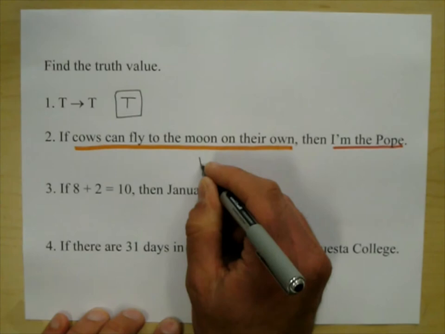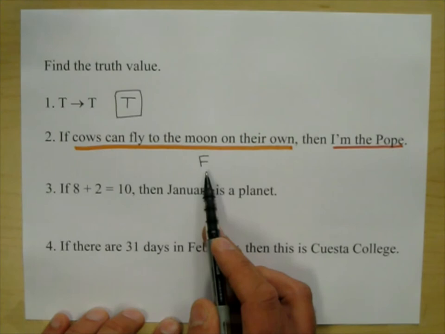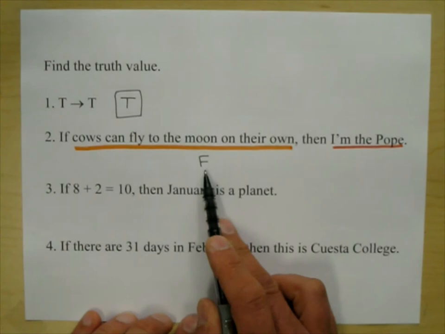When I used to teach this class, I just said, cows can fly to the moon. And then I would say it was false, and then a student would raise their hand, I think one time, and he's all, well, we can make it happen. We can put them in a spaceship and fly them to the moon. And so I had to change this to cows can fly to the moon on their own. Okay. So that's a false statement.